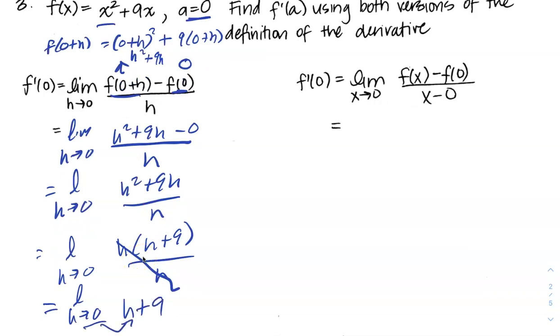Sub in that 0, sorry, for h. So we'll plug 0 for h, and we just get 9. So that's the answer. So that's doing it this way. We call it the limit, that's the limit definition of a derivative. So you just took a derivative using the limit definition.